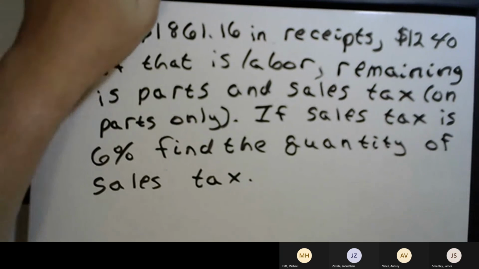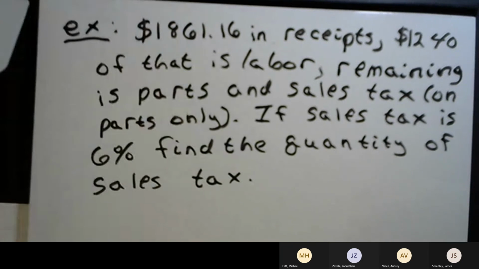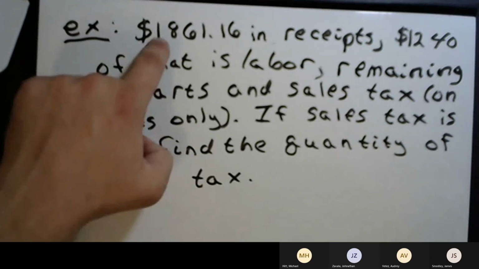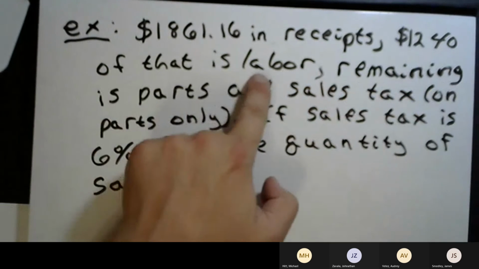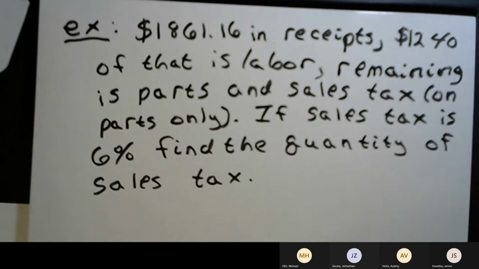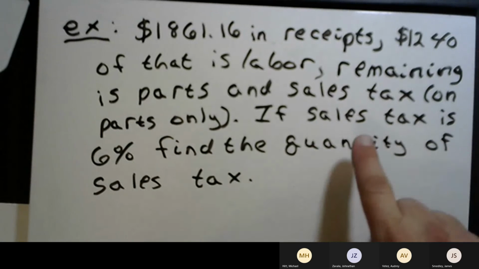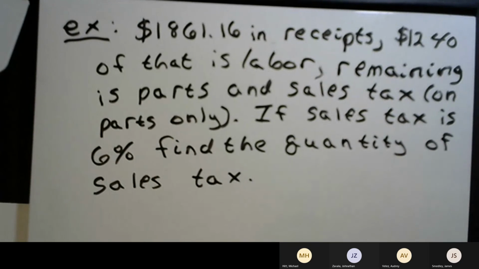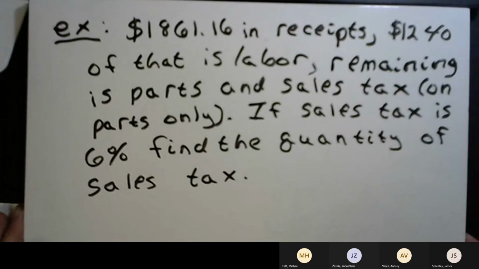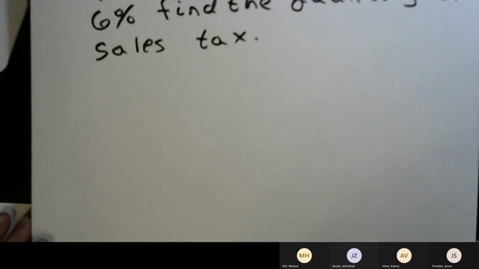Now there's a lot flying around here. And this is where, again, listing what is known and what is unknown will help make sense of what seems like a lot of chaos. 1,861.16 in total. 1,240 that is labor, and then whatever is remaining is parts and sales tax on the parts. Now, if the sales tax is 6%, find the quantity of the sales tax, the dollar amount. All right, let's break this thing down. Let's make it accessible and sensible.